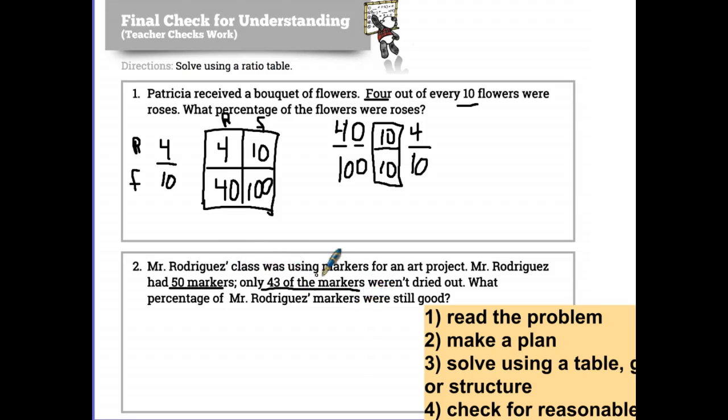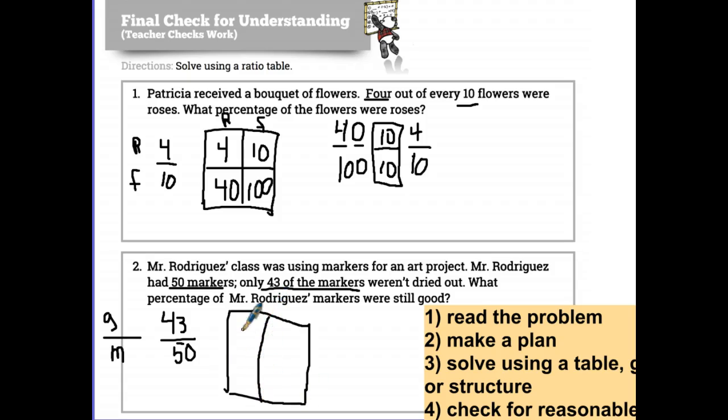Okay, only 43 of the markers weren't dried out. So if they were not dried out, those are the ones that are still going to be good. So I'm going to set up my ratio, and I'm going to put G for good, and I'm going to put M for markers. Okay, 43 still worked out of 50. Okay, I'm going to make my table. And this is good, and this is markers. 43, 50.